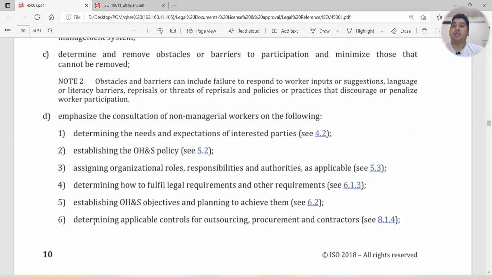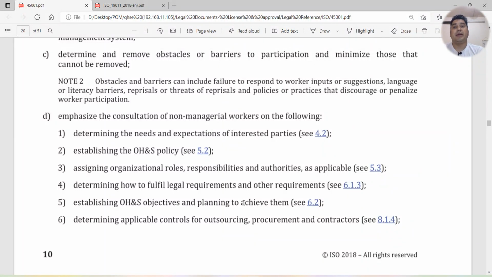Okay. After that, stabilizing OHS objectives and planning to achieve them. Whenever you are setting some KPIs, setting some objectives and targets, and you have some plan to achieve them, what you have to do is make sure that you are doing the consultation before setting any objectives or any KPIs, because the workers are the main people, the main asset, who are going to achieve those KPIs.